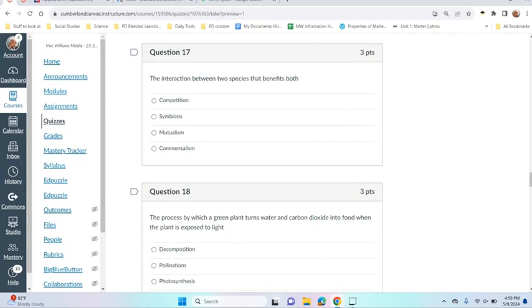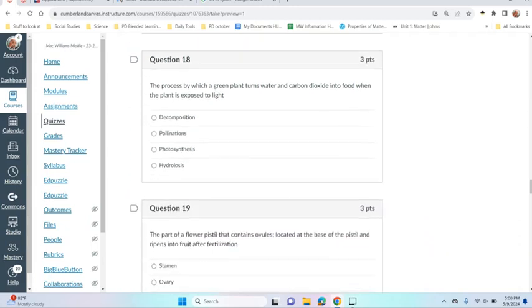Number 17. The interaction between two species that benefits both. Is that competition, symbiosis, mutualism, or commensalism? Number 18. The process by which a green plant turns water and carbon dioxide into food when the plant is exposed to light. Is that decomposition, pollination, photosynthesis, or hydrolysis?